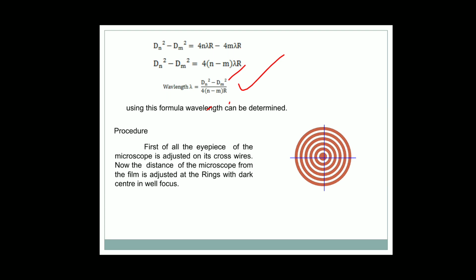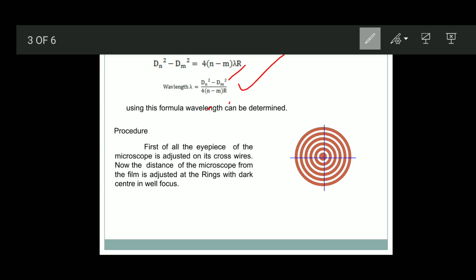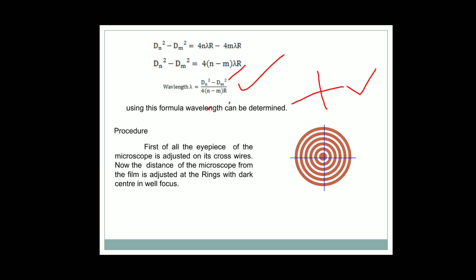First of all, the eyepiece of the microscope is adjusted on the crosswire. What is a crosswire? In any optical instrument, a crosswire is used to determine measurements. So first of all, the eyepiece is focused on the crosswire. Now the distance of the microscope from the film is adjusted so that the rings with the dark center are in well focus. Now the center of the crosswire is adjusted at the center of the fringe pattern, as shown in this figure.